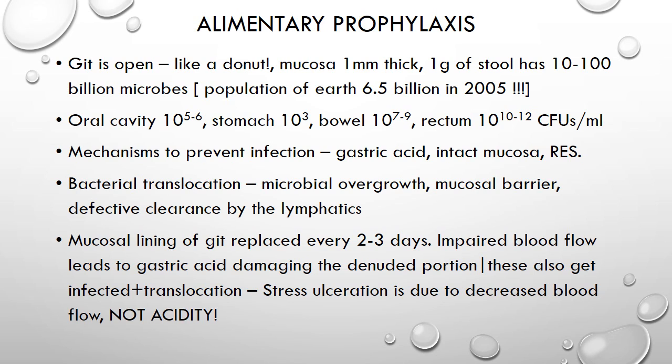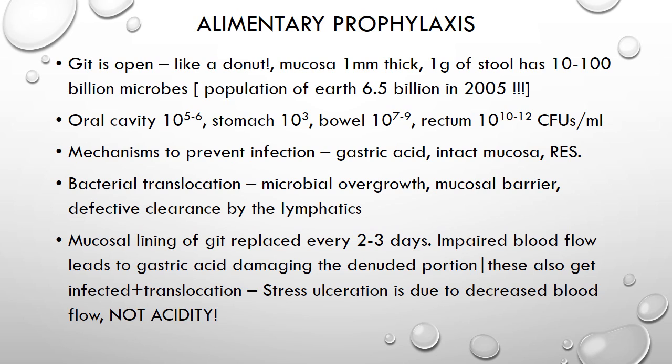Now, if you see the range of the colony forming units per ml of secretion, the oral cavity is 10 to the power of 5 to 6. The stomach is a little lesser because of the acid. And as one goes to the bowel and the rectum, the concentration increases. The different mechanisms to prevent infection of the GI tract are the gastric acid, the intact mucosa, and the reticuloendothelial system.